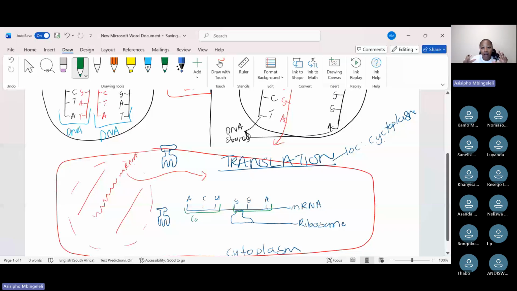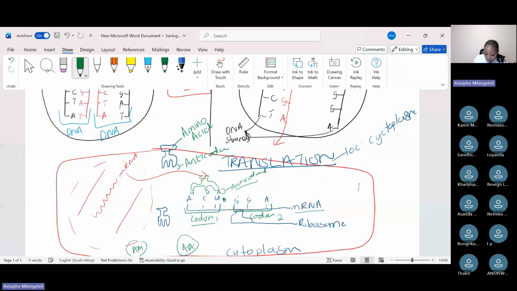Now, in the cell, in the cytoplasm, there are different amino acids just floating there. What the transfer RNA is going to do, this is a transfer RNA, what is it going to do? It will move around the cytoplasm to collect a specific amino acid, an amino acid that is coded for by this particular codon or anticodon. So if amino acid X, I'm going to label it as amino acid X, there's no such thing in biology, but that's how I'm labeling it.